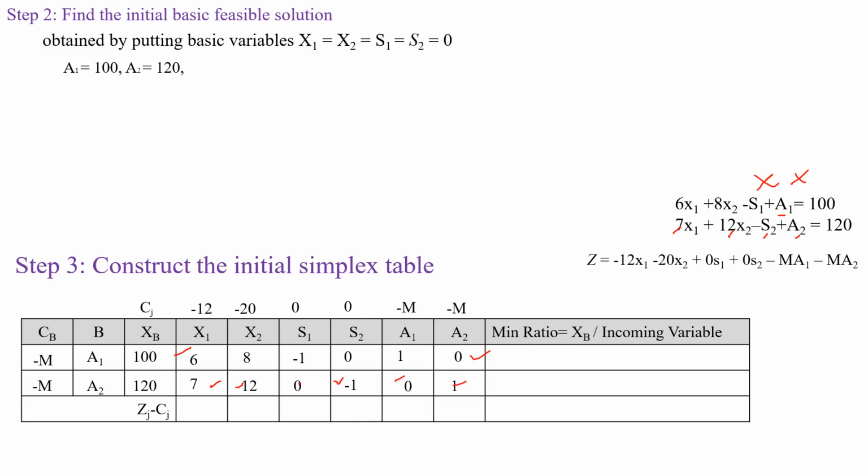So next we have to write the Cj values. Here Cj is the cost coefficients of the variables. For this we observe the objective function, and the x1 coefficient is minus 12. So I enter here minus 12, and the x2 coefficient is minus 20, the s1 coefficient is 0, the s2 coefficient is 0, the a1 coefficient is minus M, and the a2 coefficient is minus M.